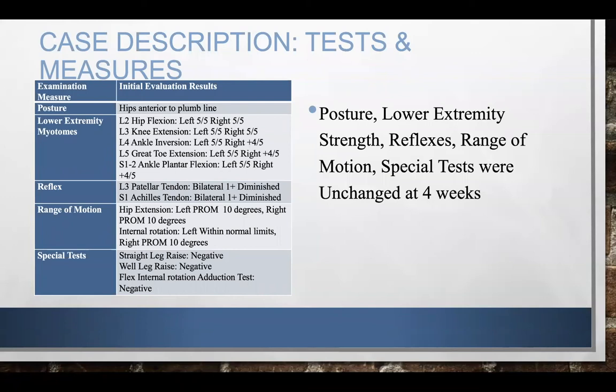The patient's lower extremity myotomes and gross strength were normal. As I said previously, his patella and Achilles tendon reflex were diminished. His lower extremity range of motion was normal. The straight leg raise and well leg raise tests were performed on the patient to rule out a herniated disc, and the flexion, adduction, and internal rotation test was used to rule out femoral acetabular impingement. These three tests were all negative. Posture, lower extremity strength, reflexes, range of motion, and special tests were unchanged at 4 weeks.